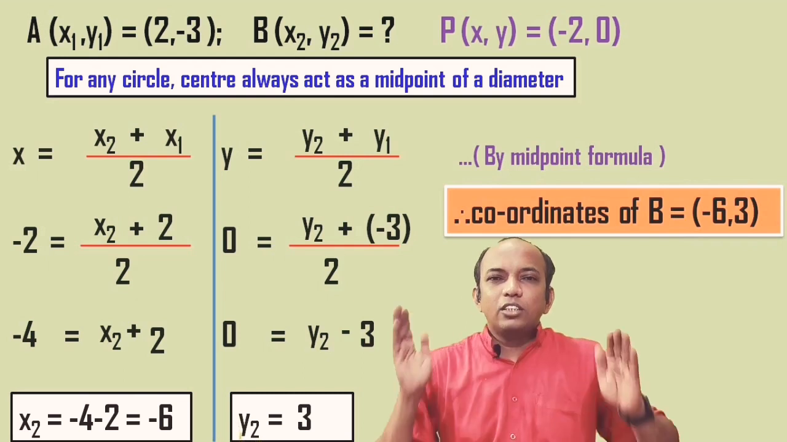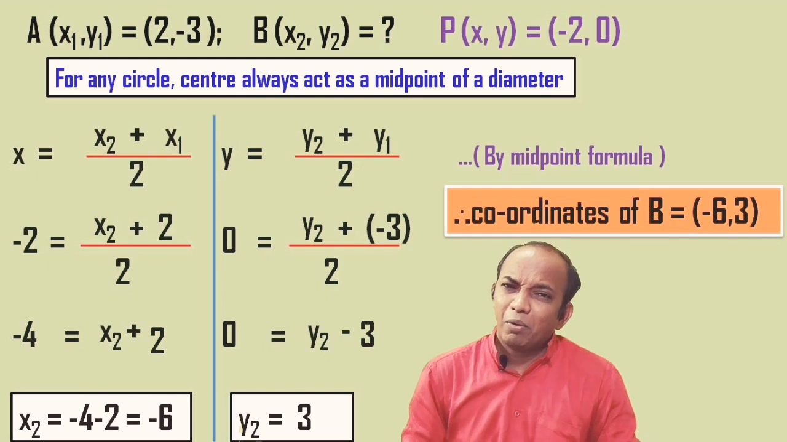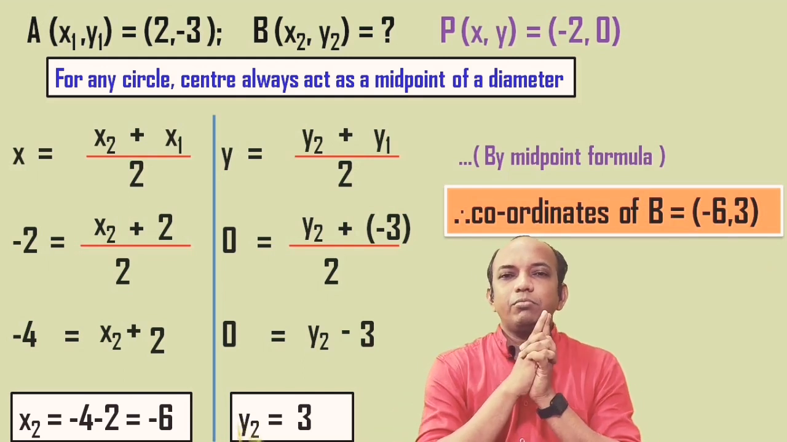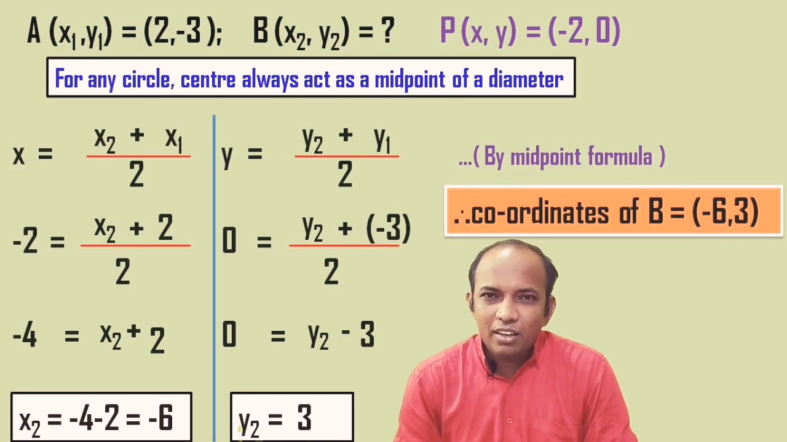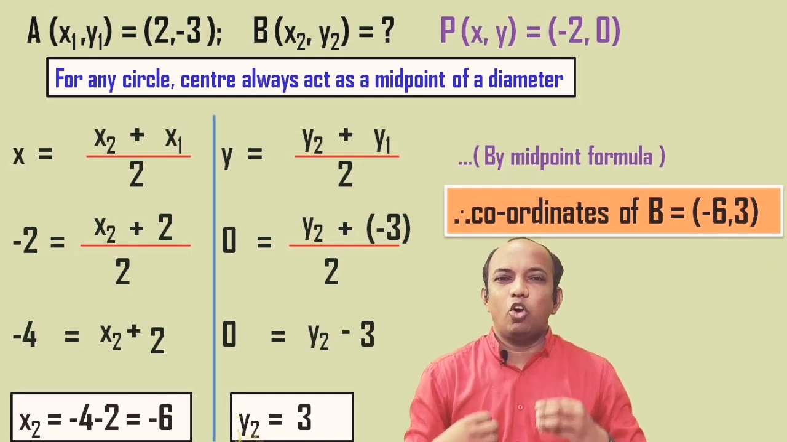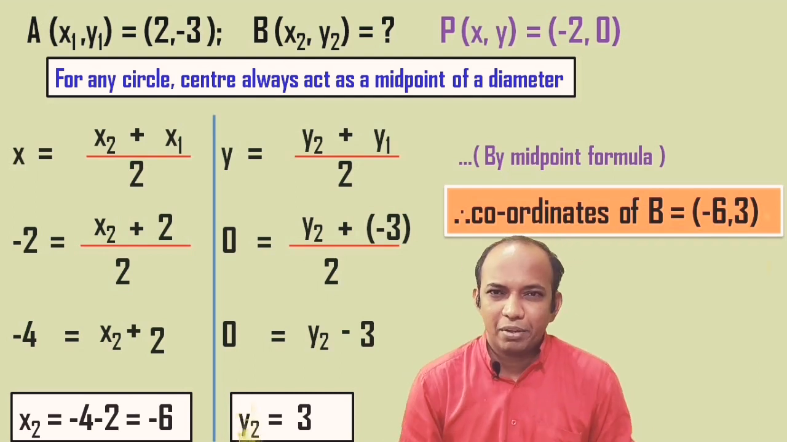So boys and girls, this time we have solved the sums based on the section formula and midpoint formula. In tomorrow's lecture, we will solve the centroid formula and a few questions which are based on the properties of the section formula and midpoint formula all together. That is an application based sum.